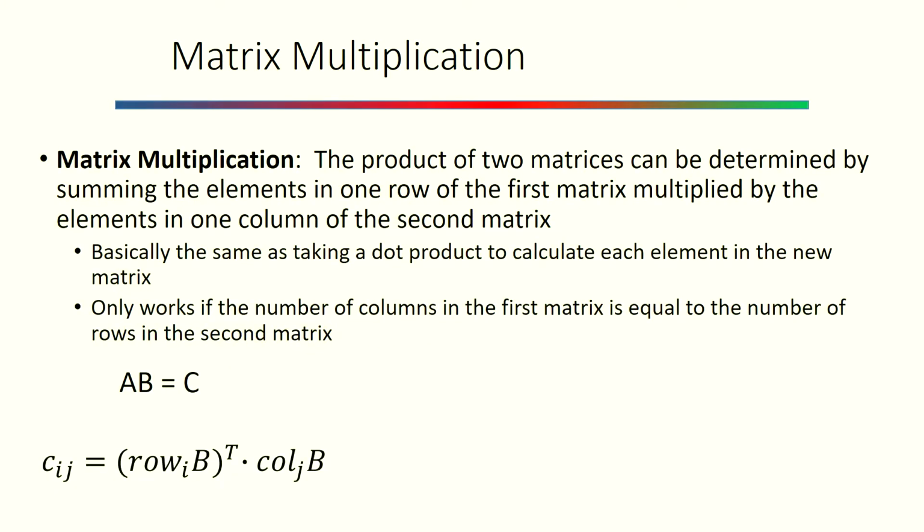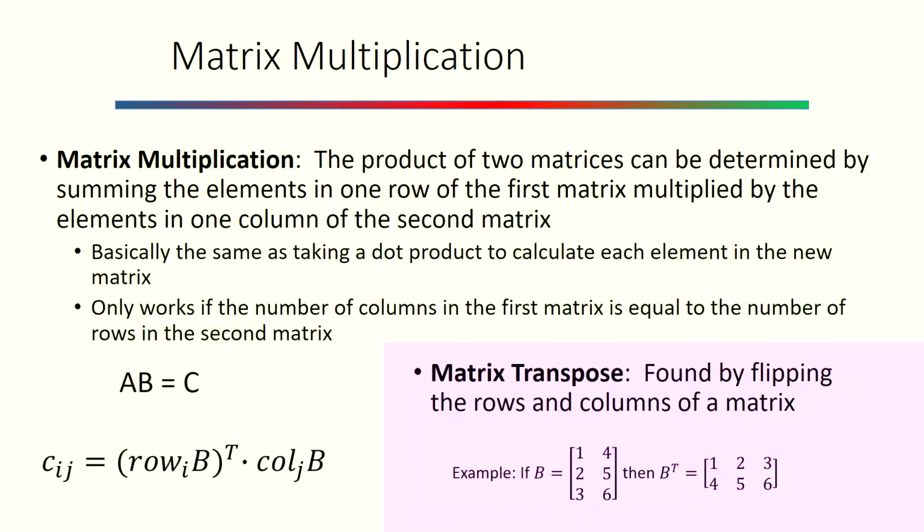We can also write out how to calculate each element in the new matrix using the following formula. If A is an m by n matrix and B is an n by p matrix, then element Cij in the new matrix C will be equal to the dot product of row i of matrix A multiplied by column j of B. In this equation, the little t following the parenthesis indicates to take the transpose of the matrix. A matrix transpose is found by flipping the rows and columns of a matrix. You can see in this example that if the first column of B is equal to 1, 2, 3, then the first row of B transpose will be equal to 1, 2, 3.